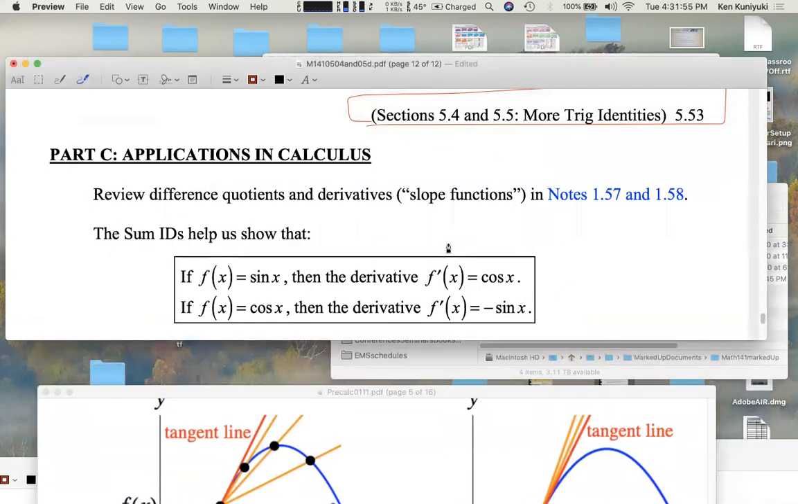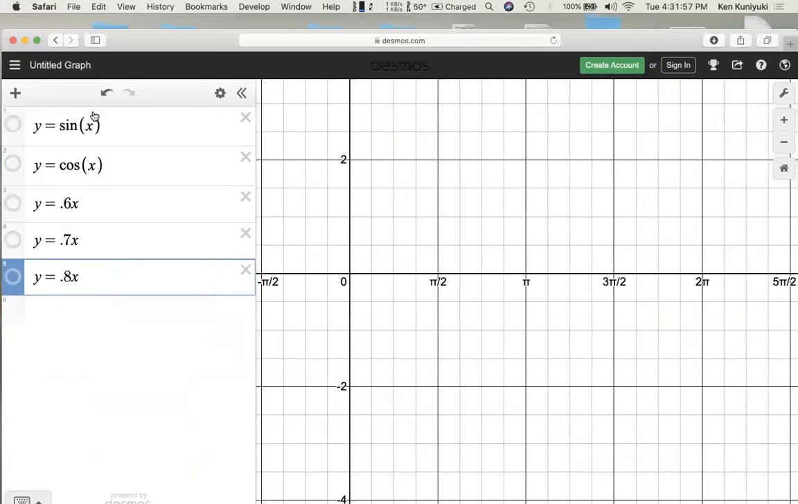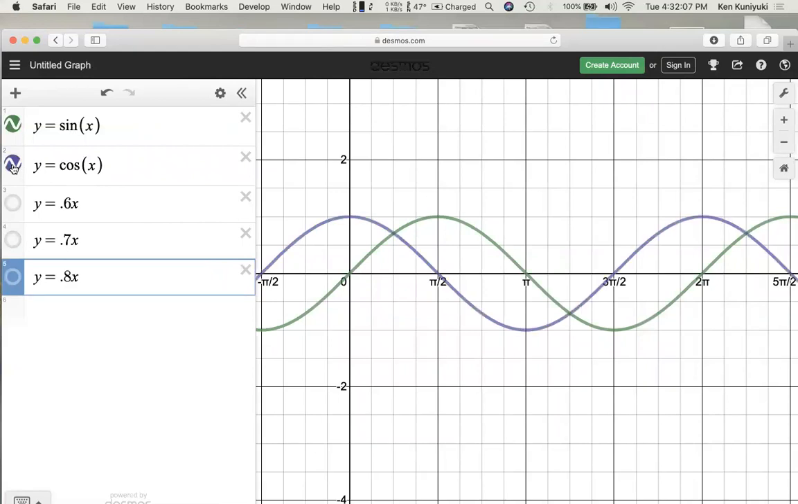Okay. I'll show you what I mean. Let's go to Desmos. How do you graph y equals sine of x? You better know this sine wave. It's odd, and it goes through the origin. How do you graph y equals cosine of x? That's in purple. I claim to you that the derivative of sine of x is cosine of x.